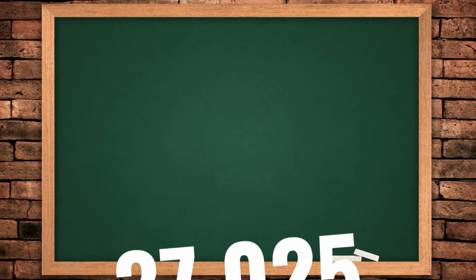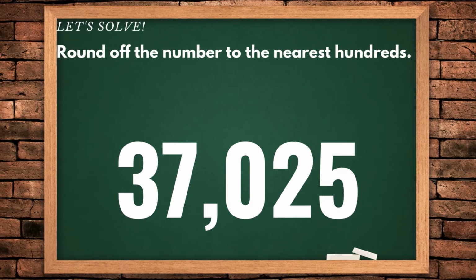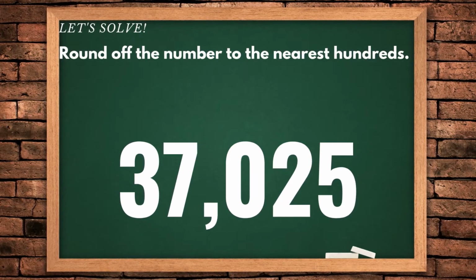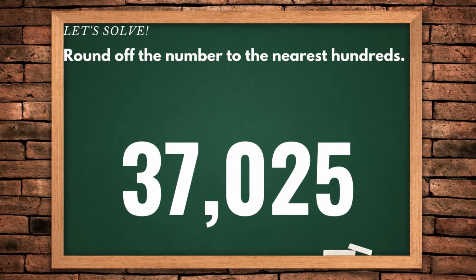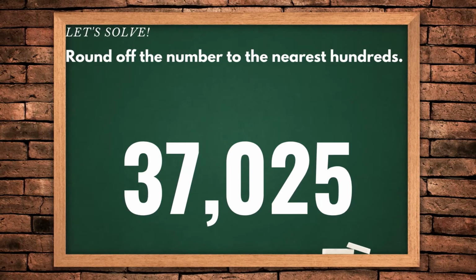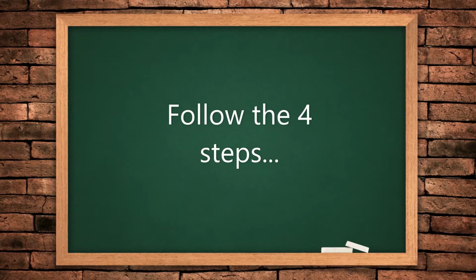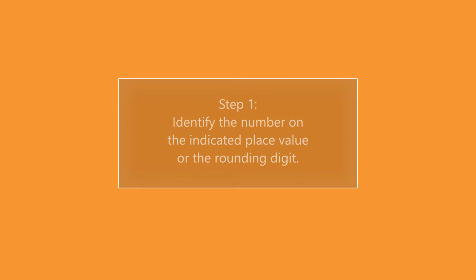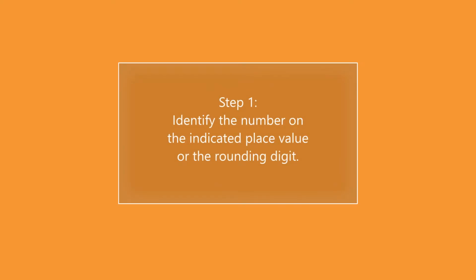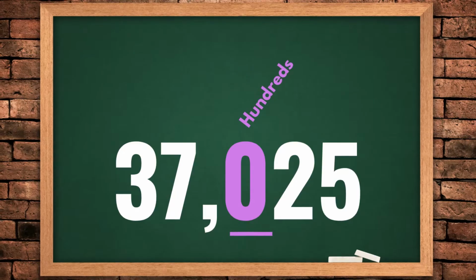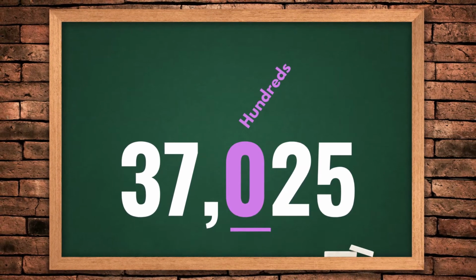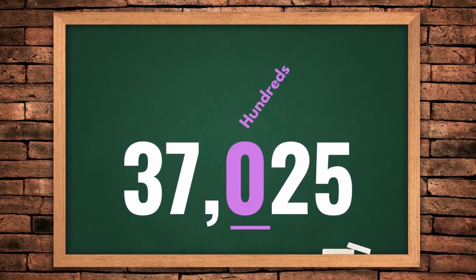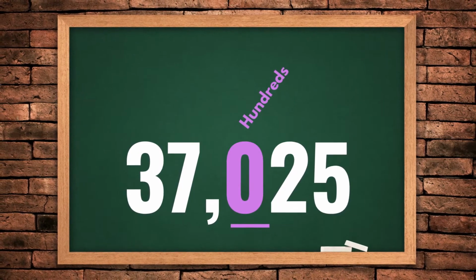Now, let's take another example. This time, let's round off 37,025 to the nearest hundred by following the 4 easy steps I discussed to you a while ago. Step 1. Identify the number on the indicated place value or the rounding digit. In 37,025, 0 is at the hundreds place. So, 0 is the rounding digit.